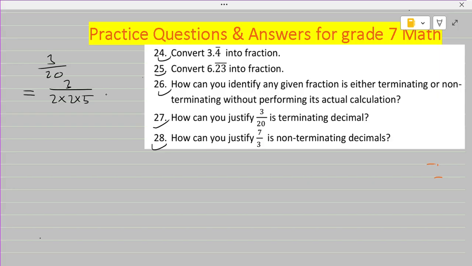Now number 28, how can you justify 7 by 3 is not a terminating decimal? The thing is very same. Here in the denominator you see 3, which is a number other than 2 and 5. That is why 7 by 3 is a non-terminating decimal. So that way you have to explain the same thing if it is asked this way.